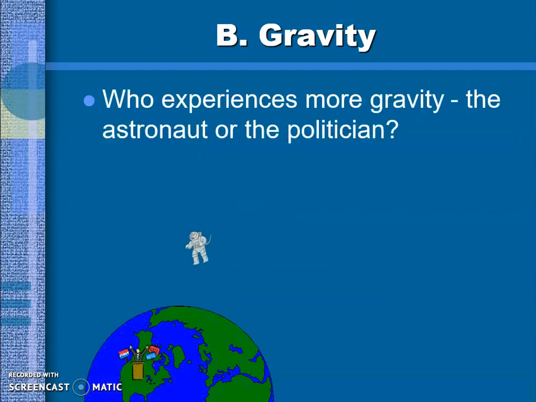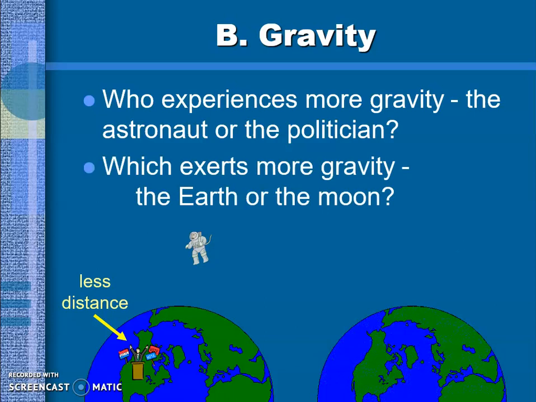Okay, so let's look at an example. In this example, we have two people. We have a politician down on the surface of the planet, and we have an astronaut up in space. Who experiences more gravity, the astronaut or the politician? Here, the politician has less distance between the Earth and himself, while the astronaut has greater distance, so the politician experiences more gravity.